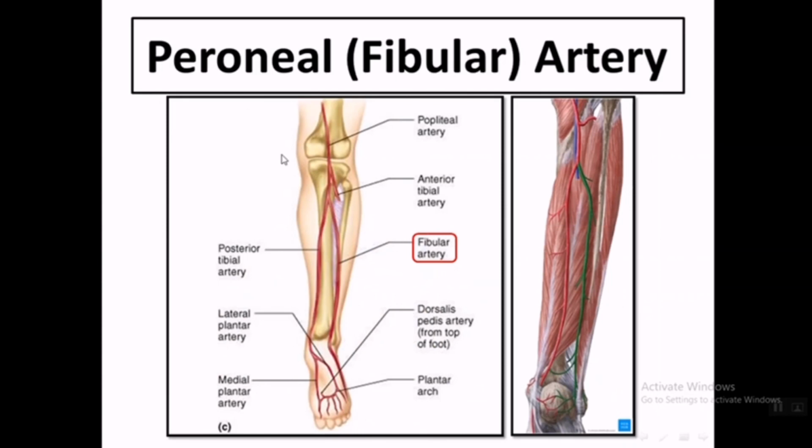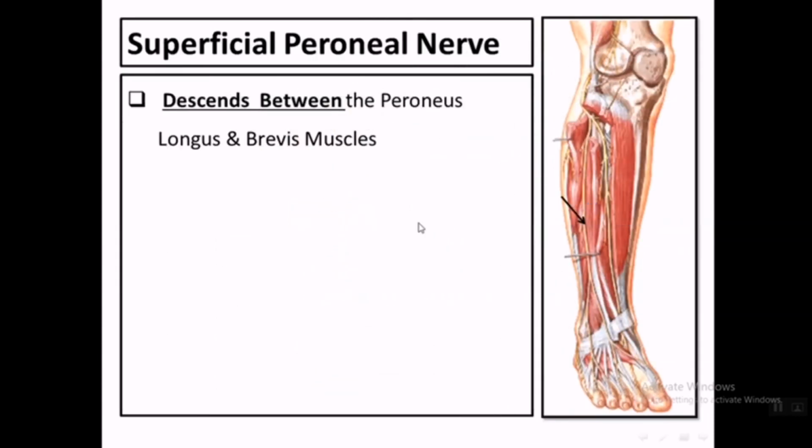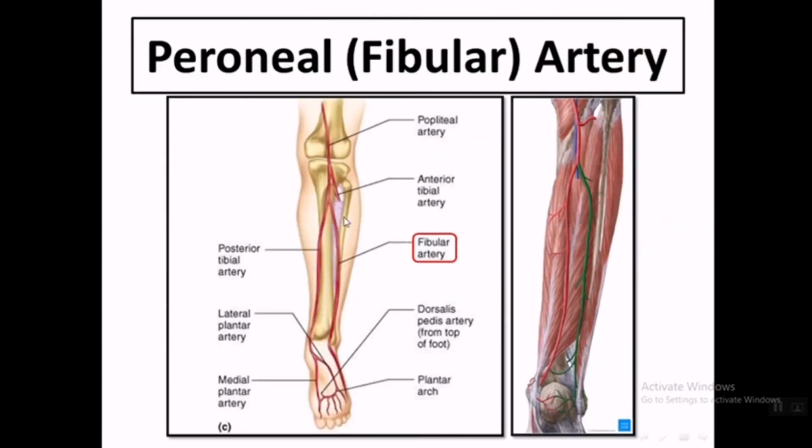Blood supply to the lateral compartment is through the peroneal or fibular artery. This is a branch from the posterior tibial artery. It passes down posterior to the fibula, and it passes either through the flexor hallucis longus or behind this muscle, and gives branches to supply the lateral compartment of the leg. It will give muscular branches to supply the muscles, give a nutrient artery to the fibula, and give an anastomotic branch around the ankle joint here.